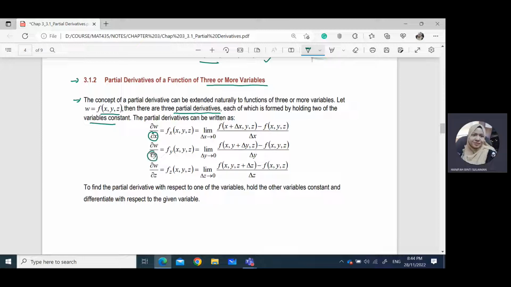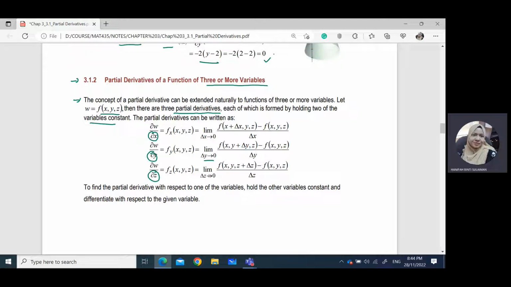the derivative with respect to y involves the change of y approaching 0. And the last one, the partial derivative with respect to z on W, is about the limit as the change of z, where Δz is the change of z, approaches 0. So these are the definitions for the partial derivatives with respect to x, y, and z for the given function, where the function involves three variables.